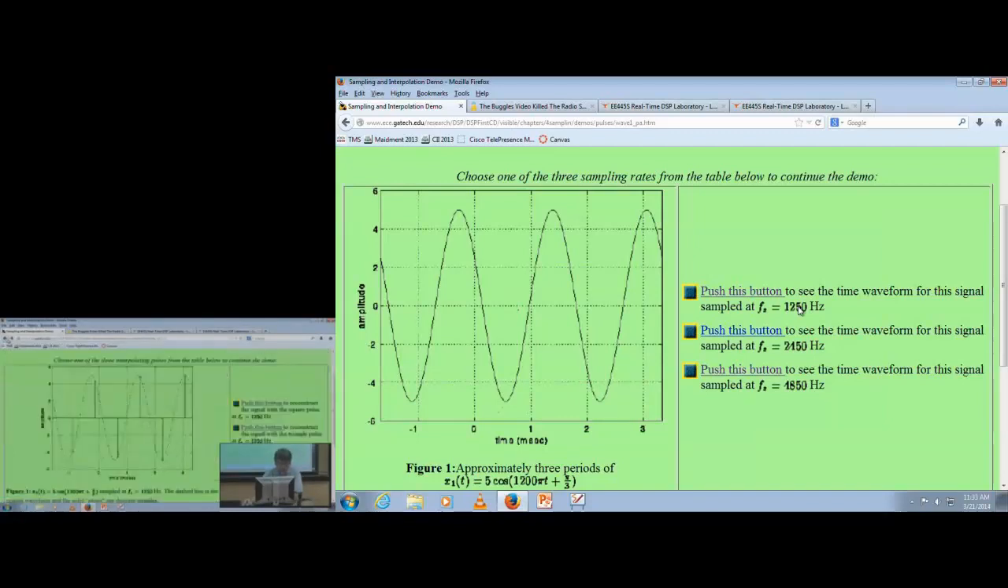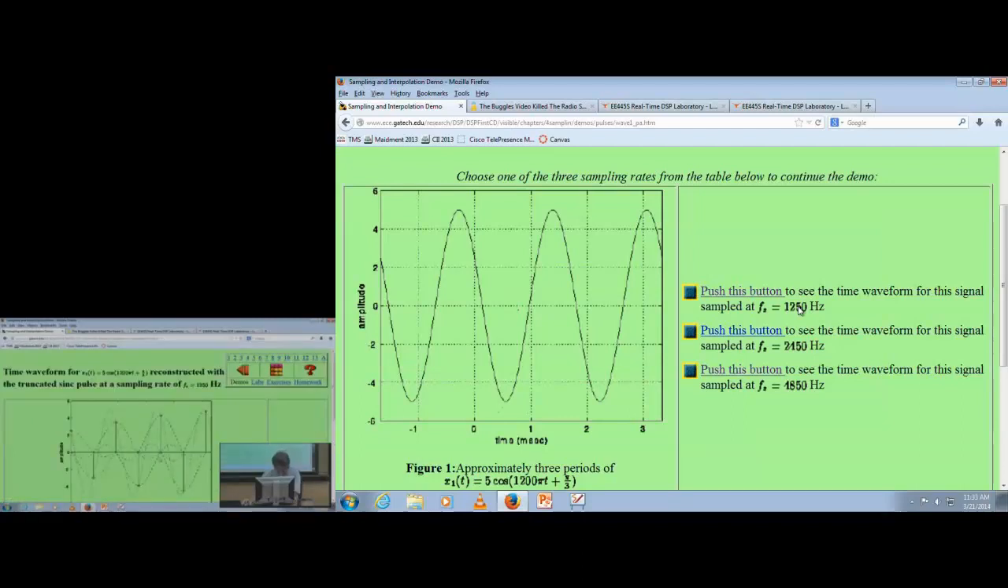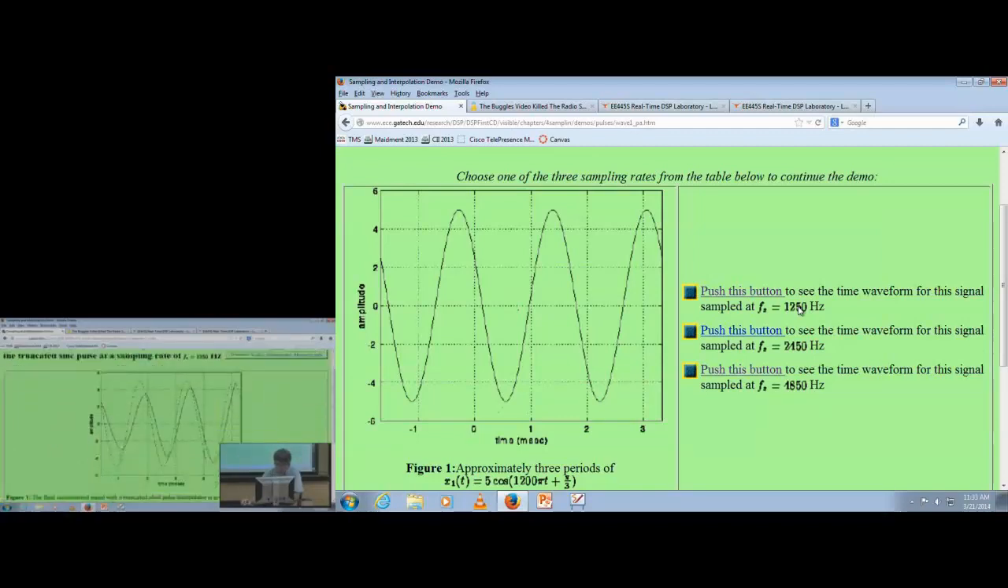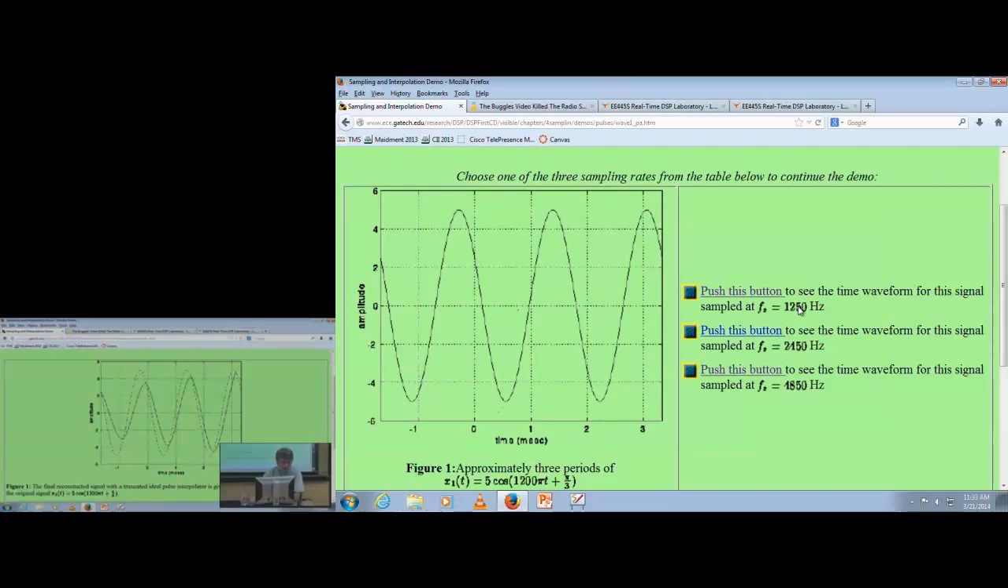All right, now if we do the reconstruction with a truncated sinc, and this truncated sinc here will be 4 sampling periods wide. So here is one width, one of those sinc pulses. So again, 4 sampling periods wide. At least it's better at tracking the time domain waveform, but it still doesn't hit the zero crossings in the right locations, but it does capture the frequency of the zero crossings.